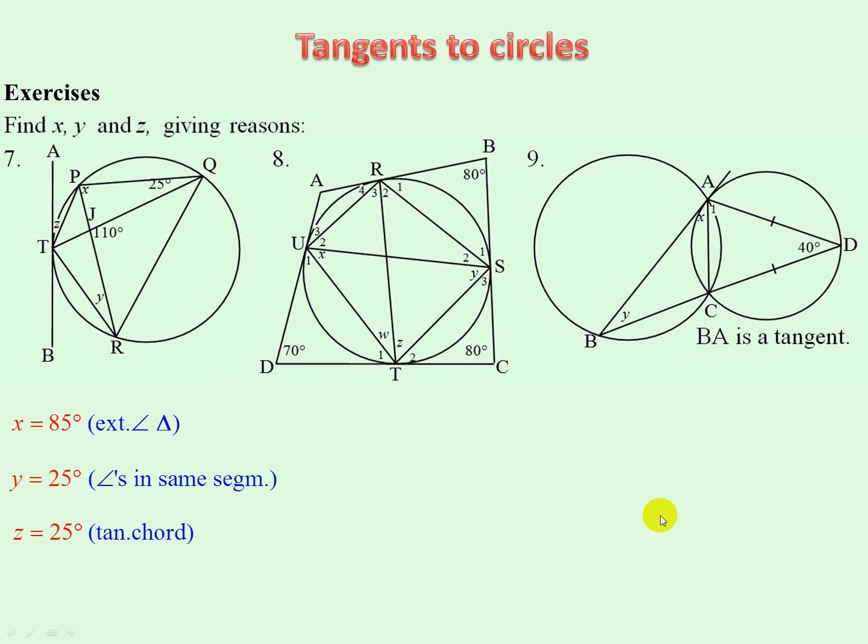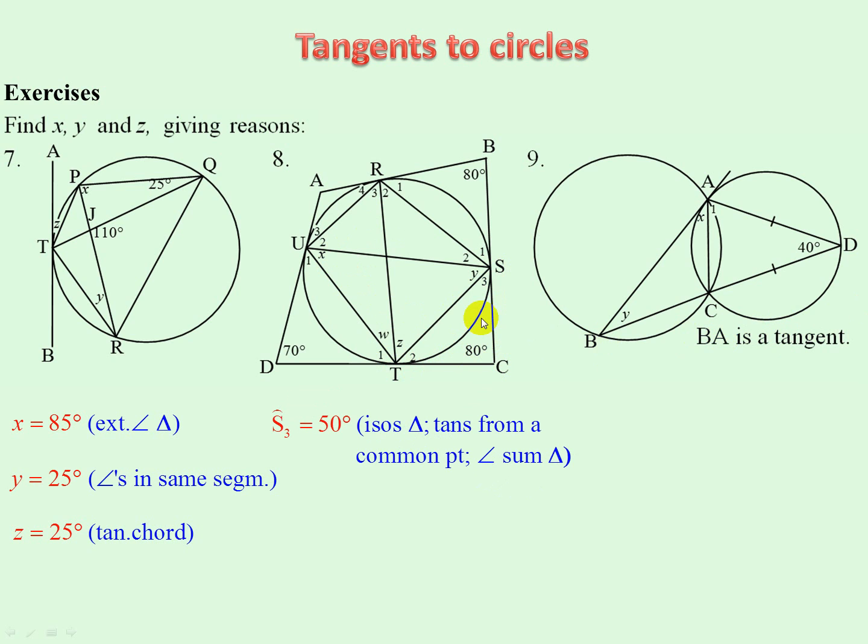Let's have a look at the next one. What's x equal to? Well, x is equal to R2, I don't know. X is also equal to S3. And I can find S3 because this is an isosceles triangle and I know an angle.